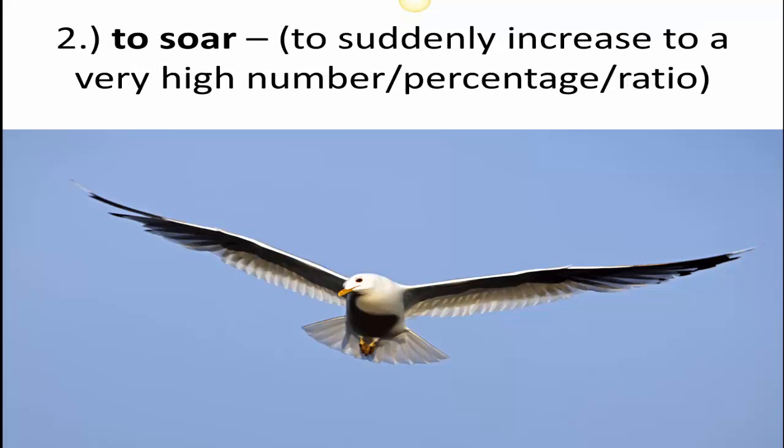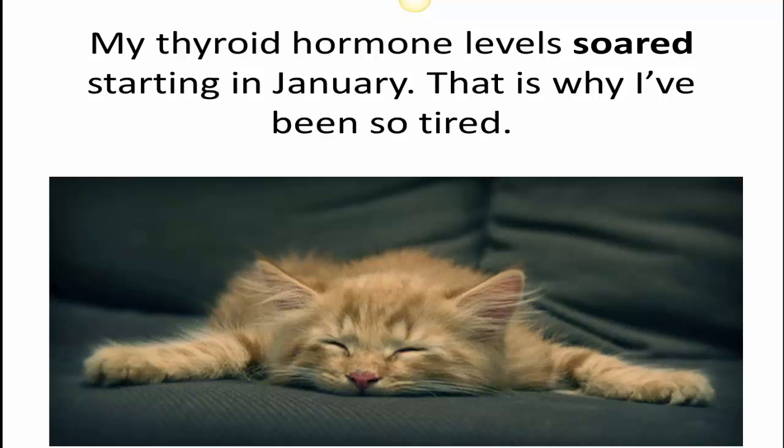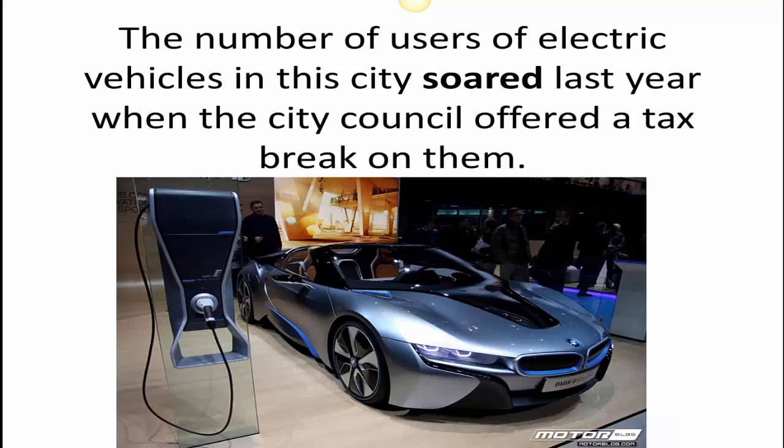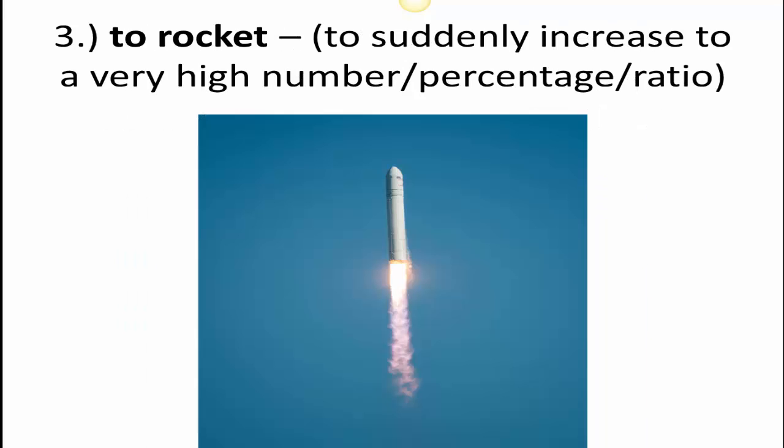The second word we'll talk about is to soar, which means to suddenly increase to a very high number, percentage, or ratio. You could think of a bird soaring really high in the sky. That's what that refers to. For example, my thyroid hormone levels soared starting in January. That is why I've been so tired. The number of users of electric vehicles in the city soared last year when the city council offered a tax break on them.